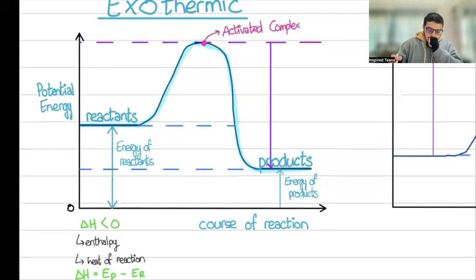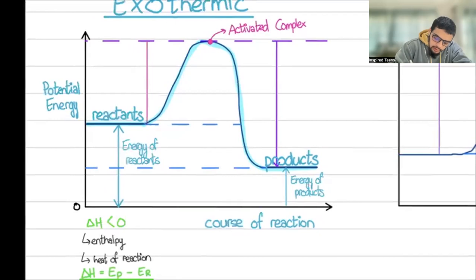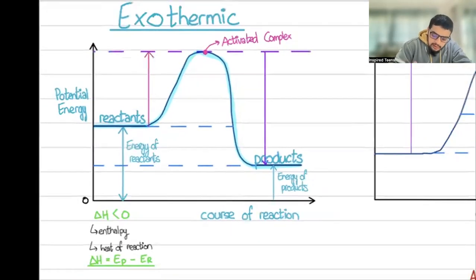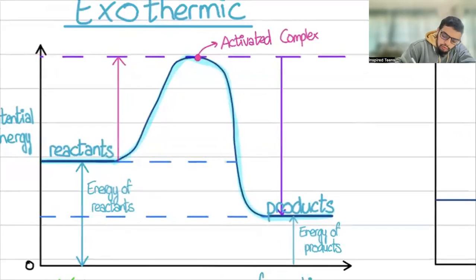Now, the activated complex essentially represents the reaction taking place. So to get from reactants to the activated complex, we need a certain amount of energy. To get from reactants to the activated complex, we need a certain amount of energy, and that is known as the activation energy.